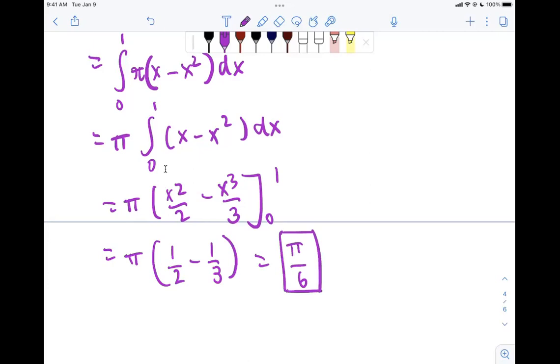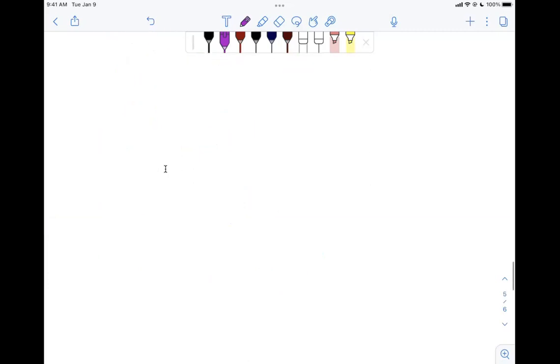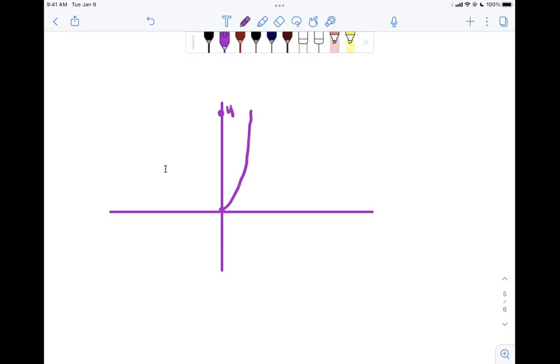So let's do a couple more examples. All right, so here's one. We're going to have, in this one, we're actually being told what the bound is. But this is going to be another example of rotation around the y-axis. So we're going to have 0 here. This is going to be 4. And this is going to be g of x, which is 2x squared. And this is going to be f of x, which is x squared.